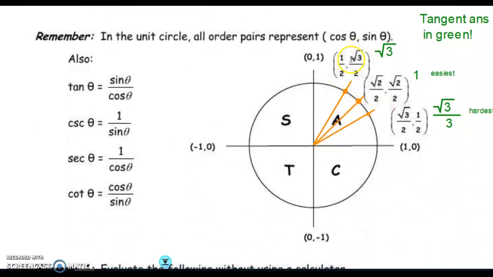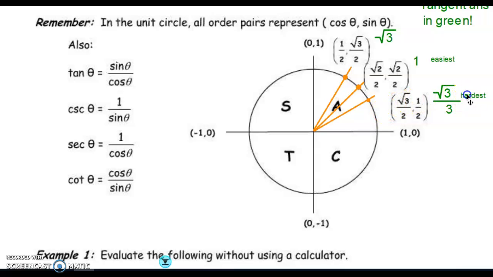Here's your 60-degree coordinates. Here's your 45, and here's your 30. Again, in green, these are the tangents. This is the hardest one, root 3 over 3. Easiest is a 45, that's just a 1. Tangent of 45 is 1. And then tangent of 60 is root 3. And don't forget these reciprocal functions as well.